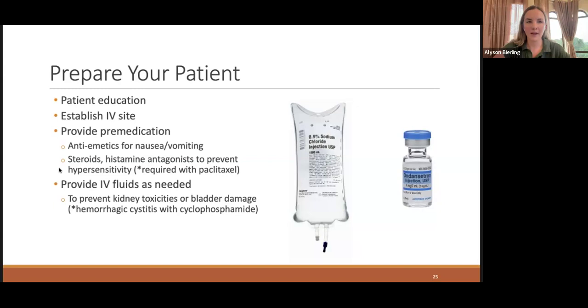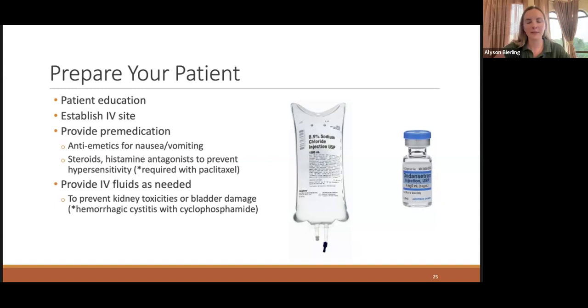Other common pre-medications are steroids or histamine antagonists to prevent hypersensitivity. So steroids and histamine antagonists such as promethazine should be given before a patient receives paclitaxel. We know that paclitaxel has a high likelihood of hypersensitivity. So we give those medications as prophylaxis so the patient does not have a reaction.